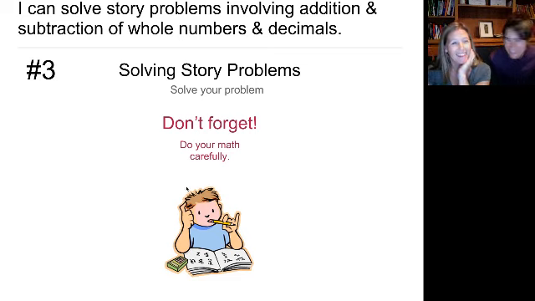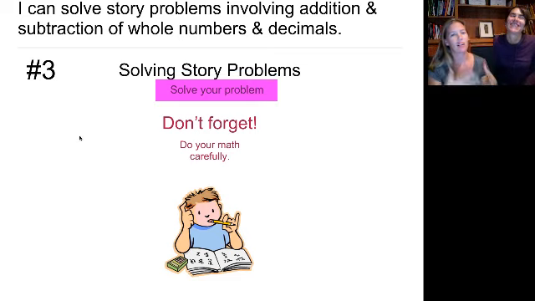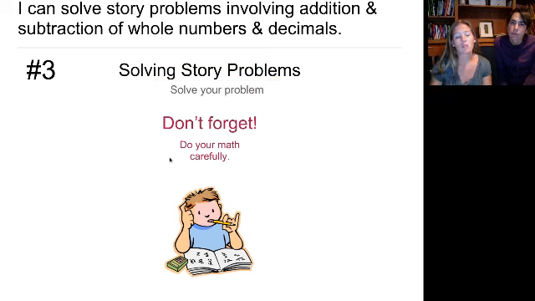All right, step 3. Now that you've got it all set up, now solve it. So don't forget, whatever you do, multiplication, division, addition, subtraction, make sure that you do your work carefully.